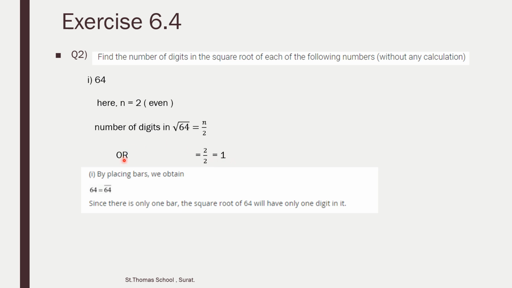Or you can use the first method, that is placing bars. By placing bars, we obtain 64. So 2 numbers, so 1 bar you have to put. Since there is only 1 bar, the square root of 64 will have only 1 digit. Clear?